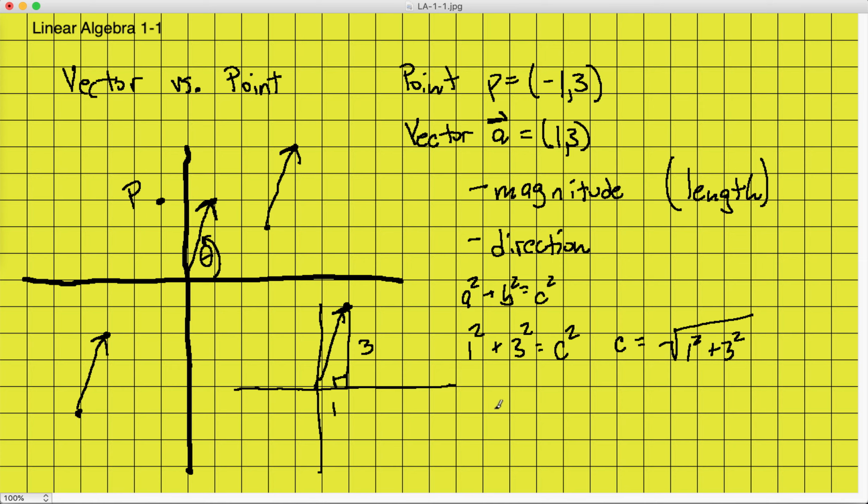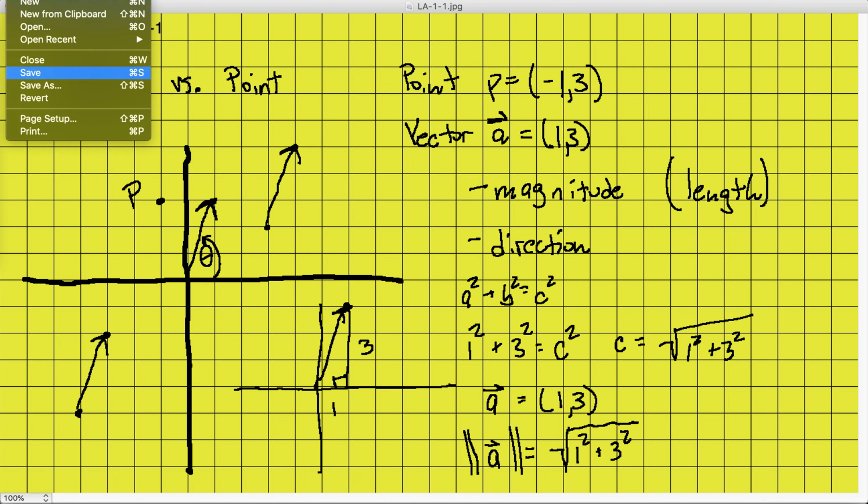So I want to just get into some notation here. If we have this vector A that is equal to (1, 3), and we want to talk about the length of the vector, the notation we use is to draw these double lines and put the name of the vector inside. And I say that that is equal to, in this case, 1 squared plus 3 squared, and I take the square root of it. Okay?